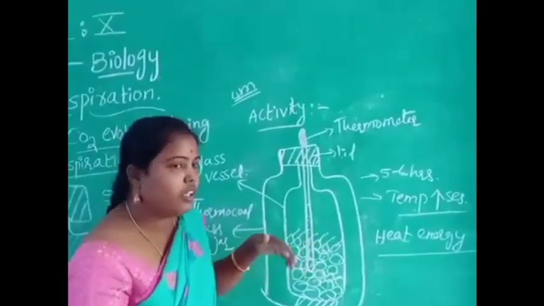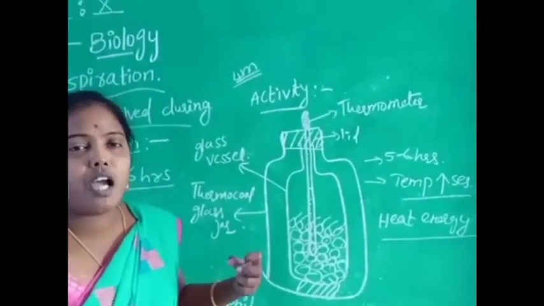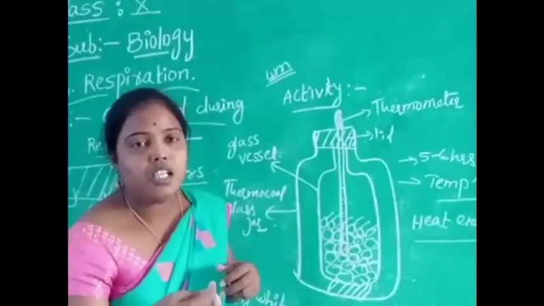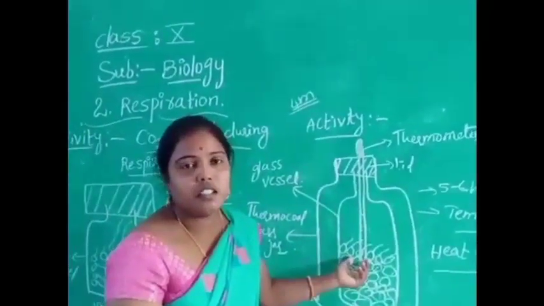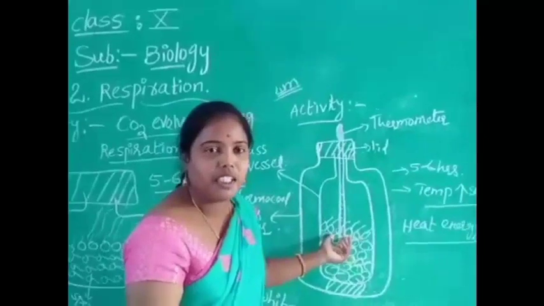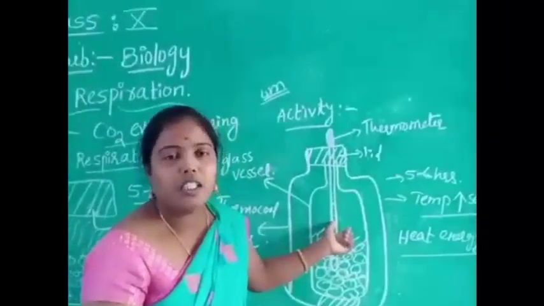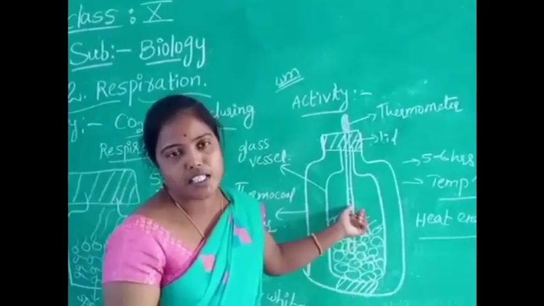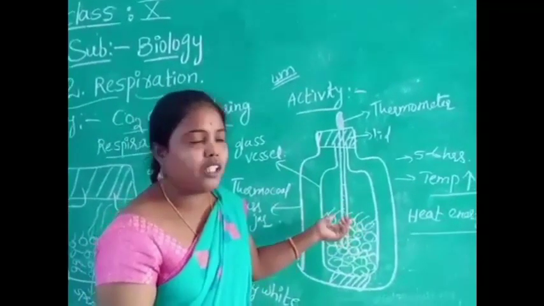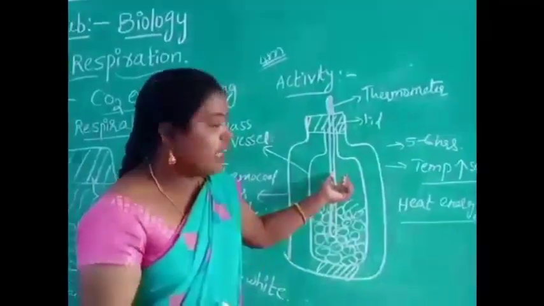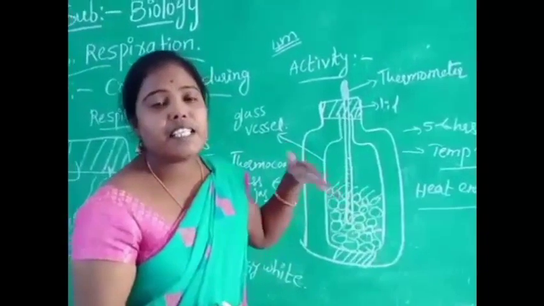Okay, so if you are checking the temperature every half an hour, what happens now? For every half an hour the temperature is increasing. Why? Because sprouted seeds release heat energy. Due to that heat energy, the temperature in the thermometer also increases. Okay, here sprouted seeds are releasing heat. Due to the temperature, the thermometer also increases the reading.